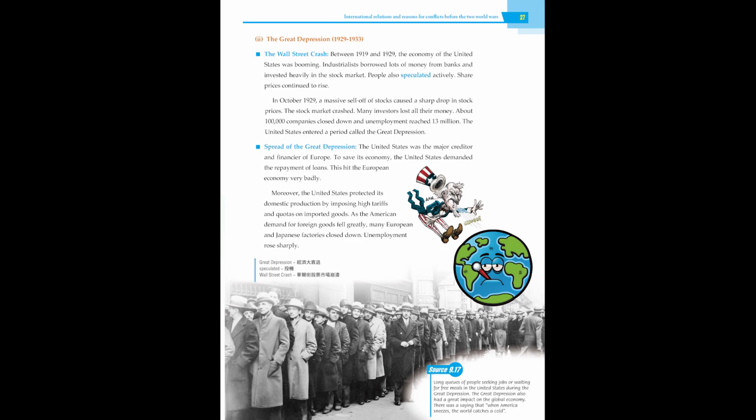Moreover, the United States protected its domestic production by imposing high tariffs and quotas on imported goods. As the American demand for foreign goods fell greatly, many European and Japanese factories closed down. Unemployment rose sharply. Look at the source 9.17. Long queues of people seeking jobs or waiting for free meals in the United States during the Great Depression.